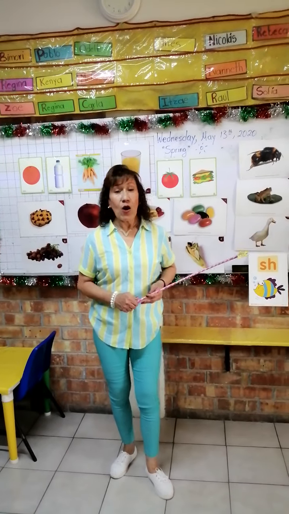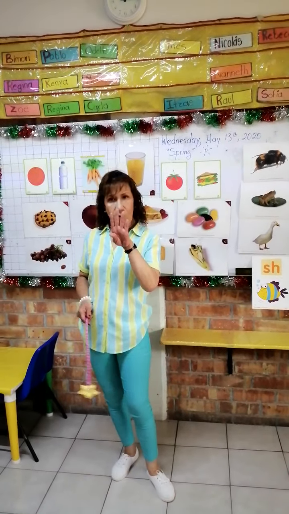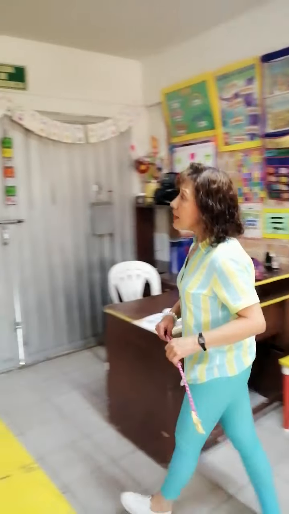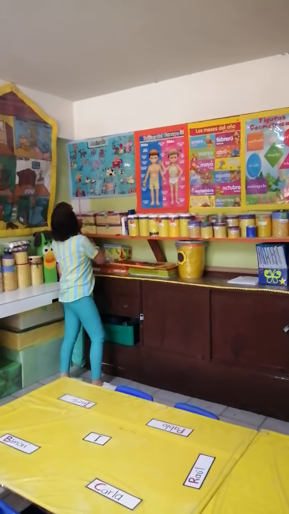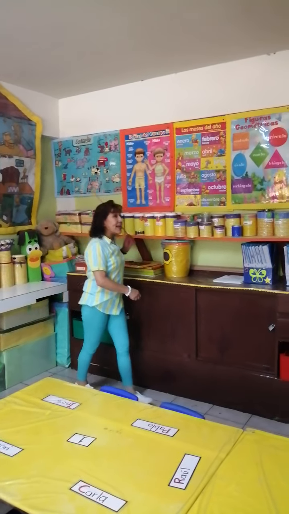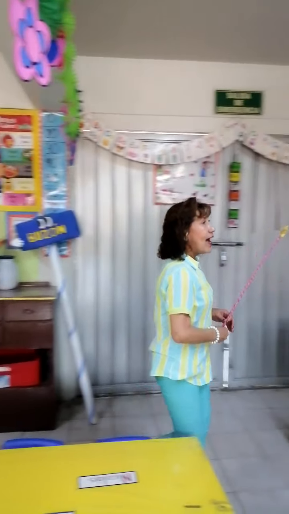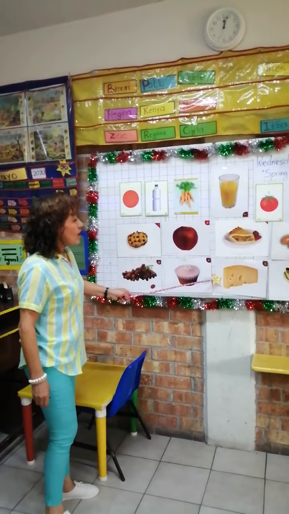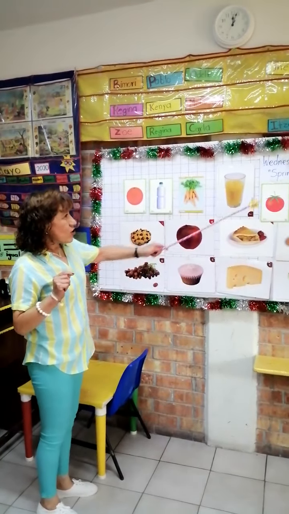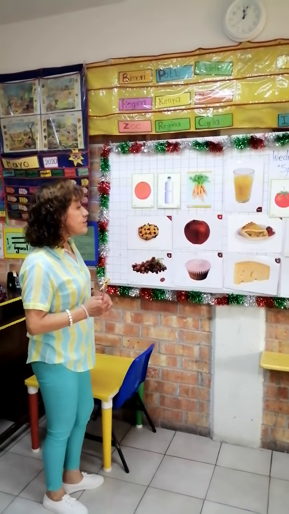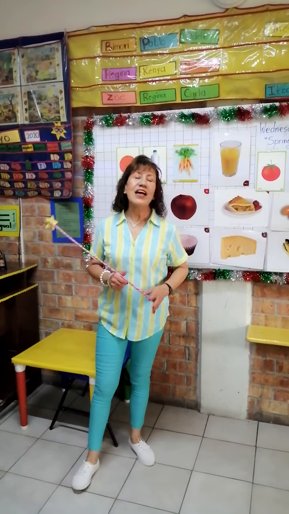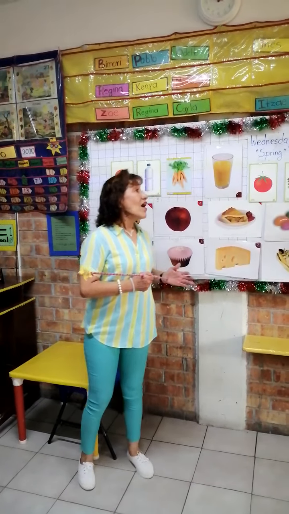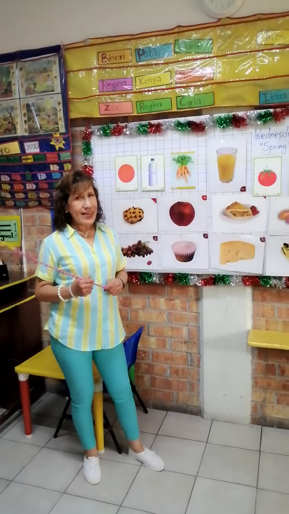Hello, my name is Raul. I'm 4 years old. My favorite color is white. And my favorite animal is a turkey. I like cheese. But I don't like tomatoes. My mom's name is Carla. And my dad's name is Raul. That's all. Now we are going to sing, kids.